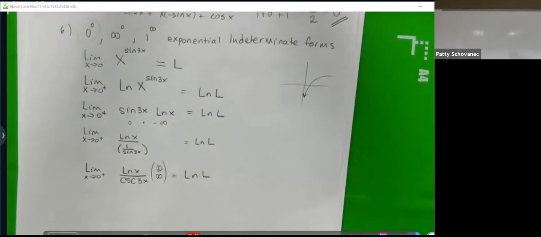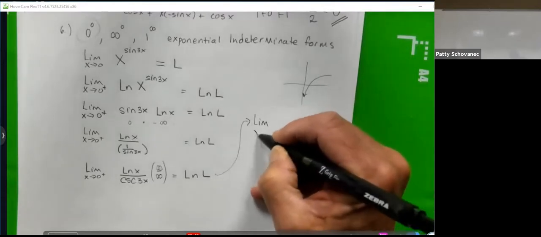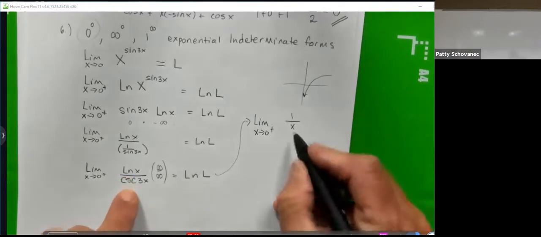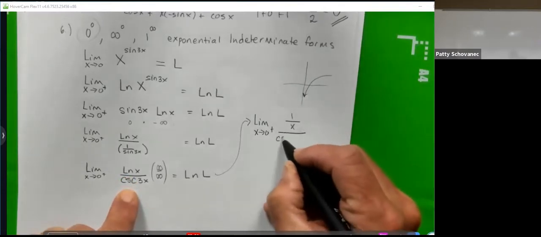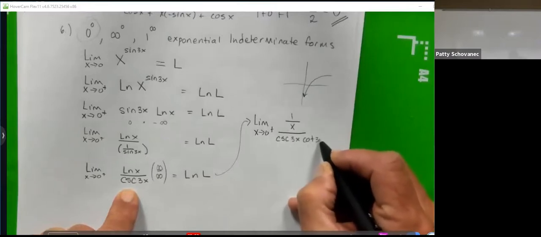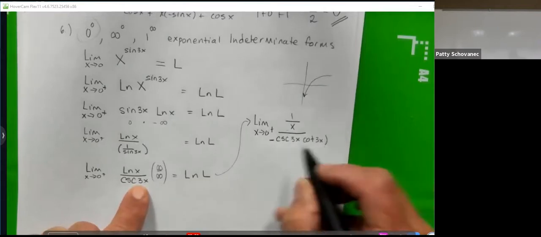So we can do L'Hopital's rule. We'll take the derivative of the top and divide it by the derivative of the bottom. Derivative of the log of x is 1 over x. Derivative of cosecant is a cosecant times a cotangent. It's negative, and then the derivative of the angle gives us a 3.